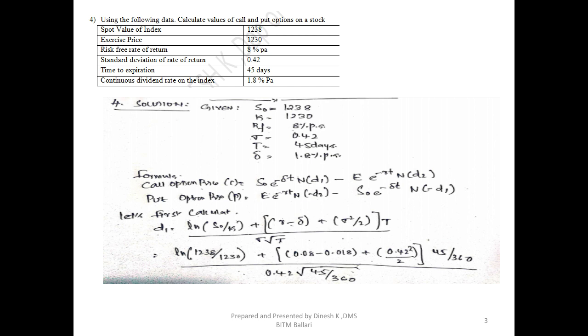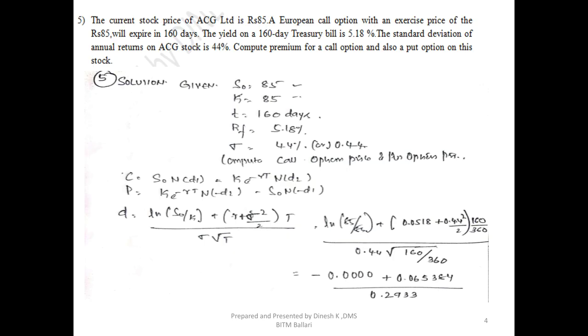You will get the option price. Fine, so this is about question 4. Now question 5. In question 5, the current price of the stock is given as 85 and the exercise price is given as 85. Both values are 85 and 85.